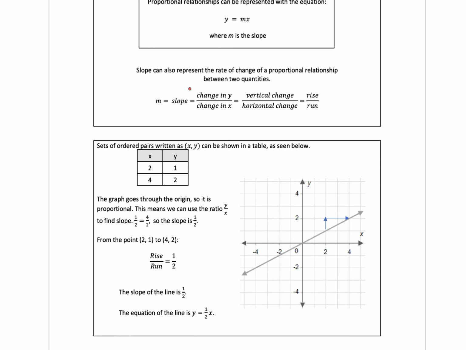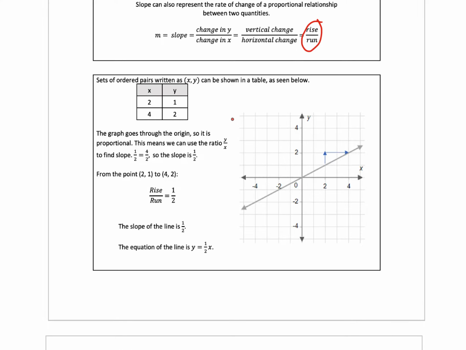Slope can also represent the rate of change of a proportional relationship between two quantities. So if you're finding the slope, you're looking for the change in y over the change in x, or the vertical change over the horizontal change, and most commonly we hear it as rise over run.